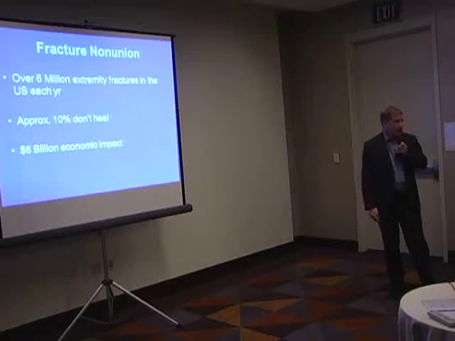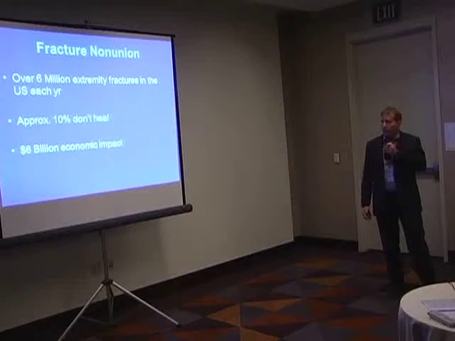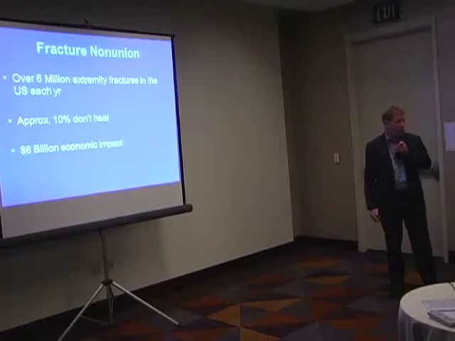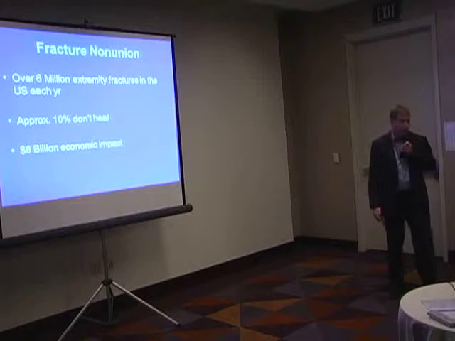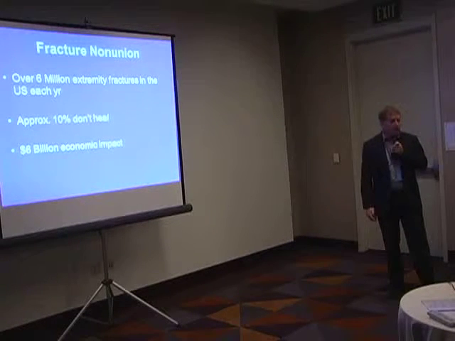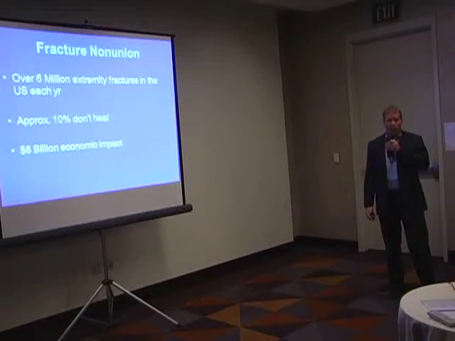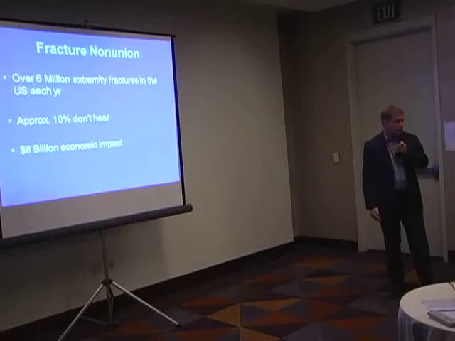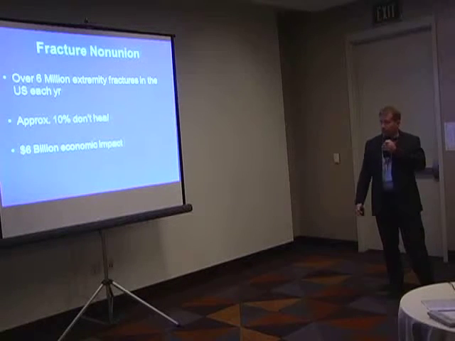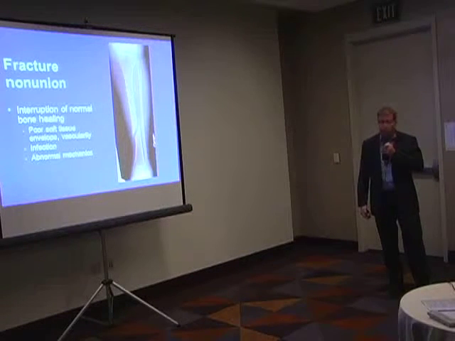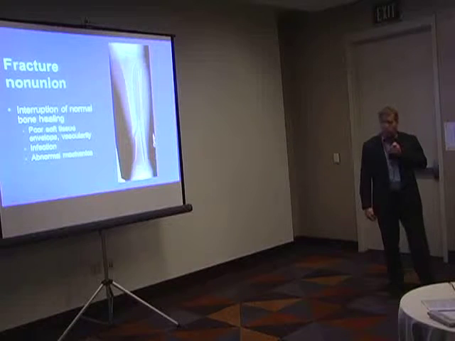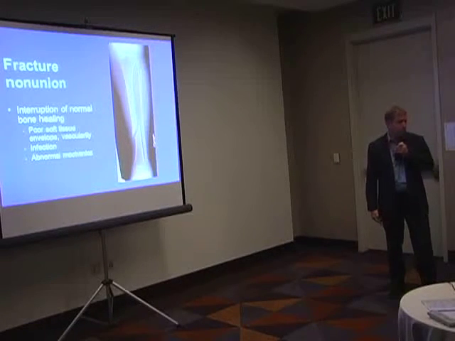In terms of the impact of this, there are apparently over 6 million extremity fractures in the United States each year. If you assume about a 10% non-union rate overall, the economic consequences have been estimated to be a $6 billion impact on our economy. So fracture non-union certainly occurs. Obviously, it's an interruption of normal healing, usually due to a combination of biological and mechanical factors.